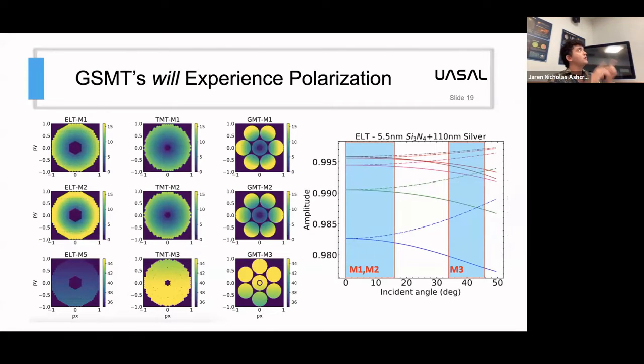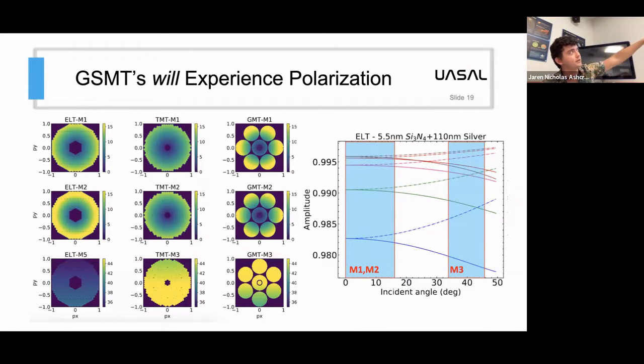Now, we do know that they will experience an amount of polarization simply by looking at maps of the angle of incidence, and that's what's plotted on the left. The top row is the primary mirror angle of incidence, the middle row is the secondary mirror angle of incidence, and the bottom row is the tertiary mirror. The ELT has two, so we picked one. And we can see that the range of angle of incidence is from 0 to 15 degrees on the primary and secondary, and on the tertiary, it's in the region of 40.